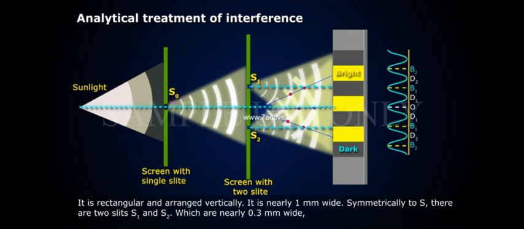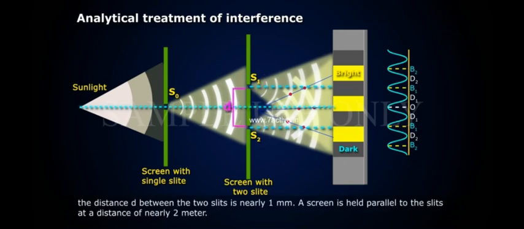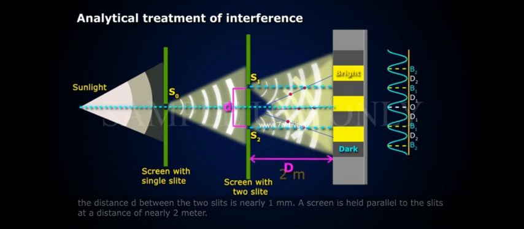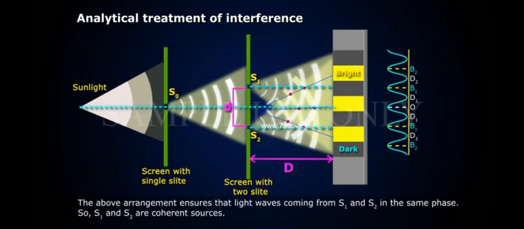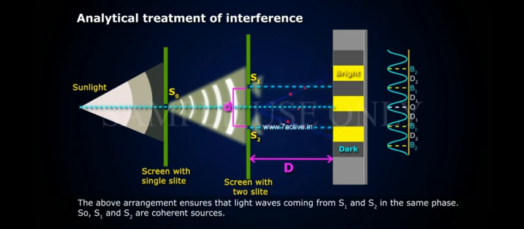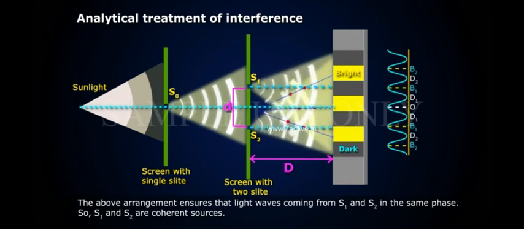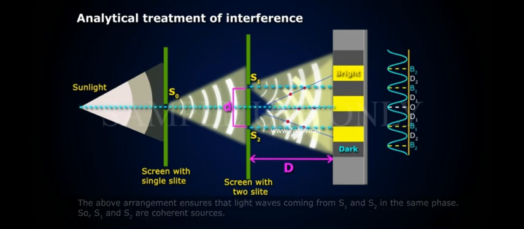There are two slits, S1 and S2, which are nearly 0.3 mm wide. The distance D between the two slits is nearly 1 mm. A screen is held parallel to the slits at a distance of nearly 2 meters. The above arrangement ensures that light waves coming from S1 and S2 are in the same phase. So, S1 and S2 are coherent sources.